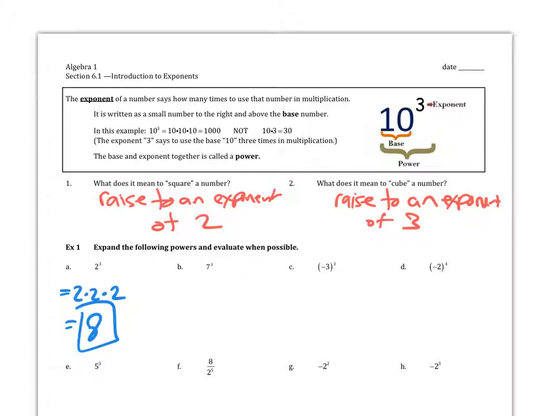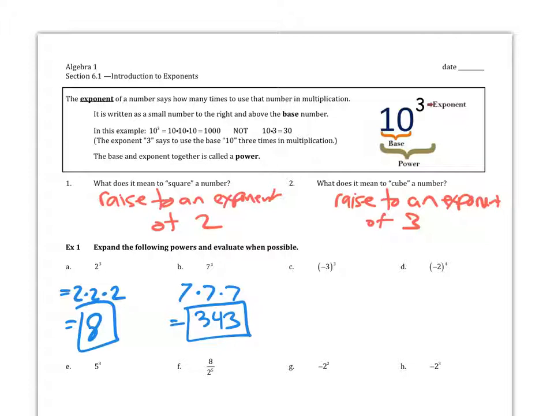7 to the third, and I'm going to pull out a little cell phone calculator. You could do that too if you want. 7 to the third is 7 times 7 times 7. So I know 7 times 7 is 49. 49 times 7 is 343.